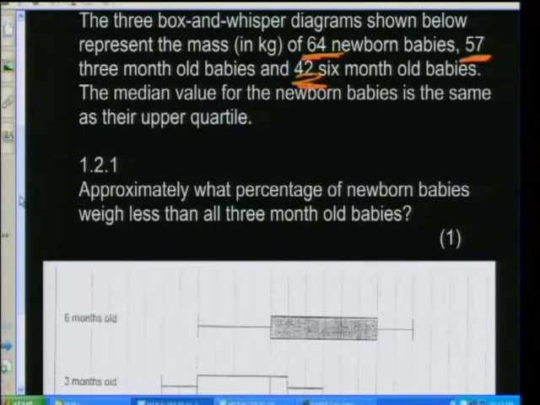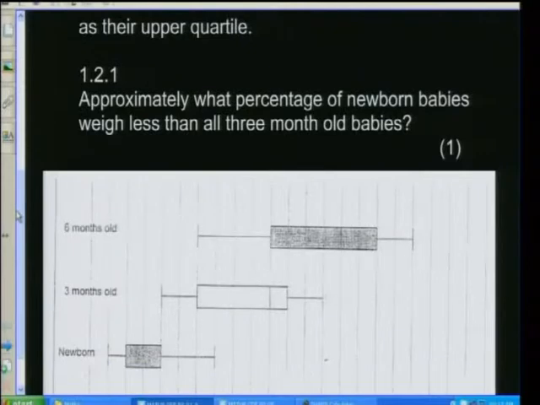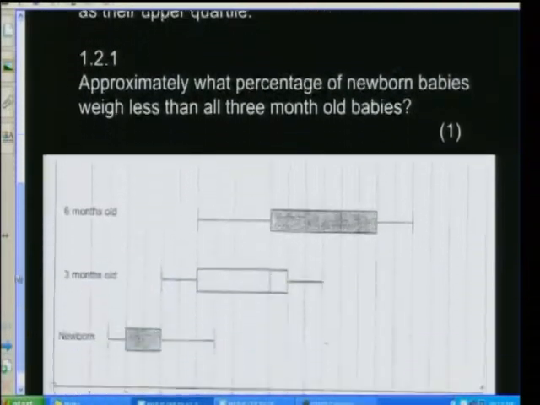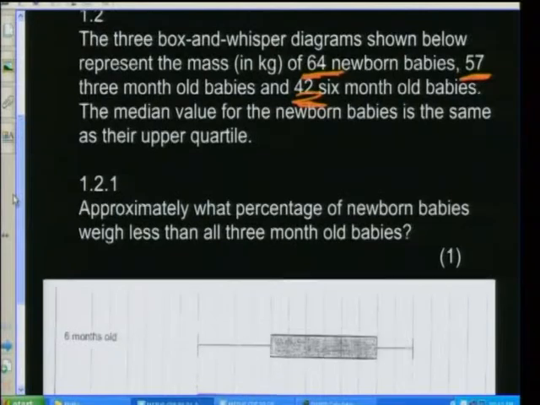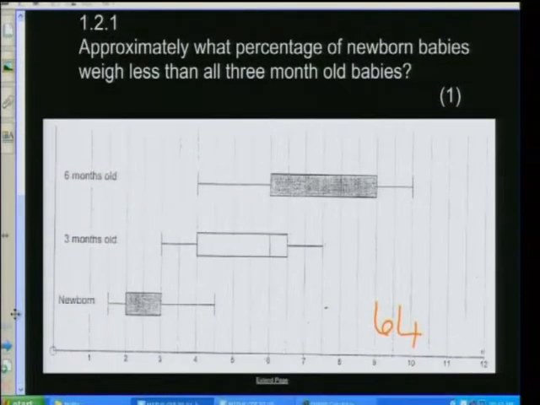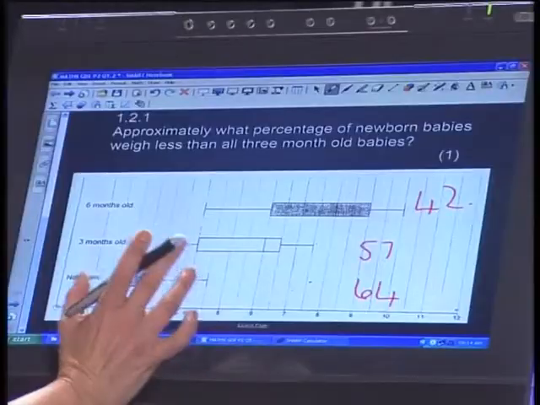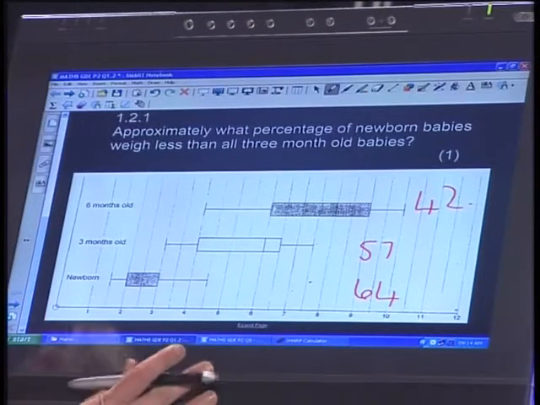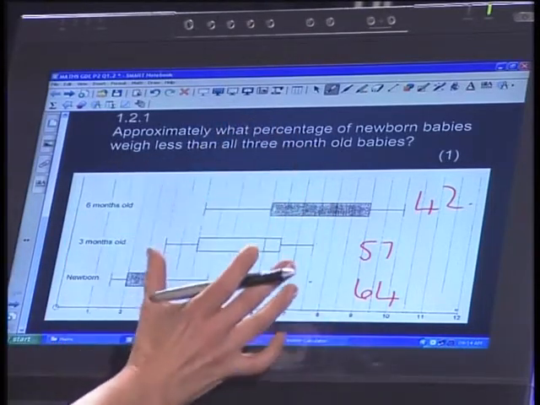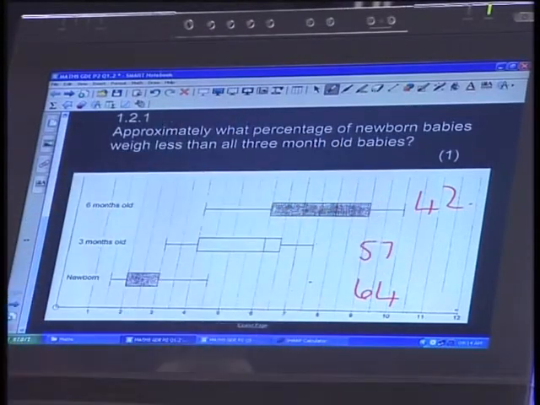Okay, so let's have a look. Here are our newborn babies at the bottom, so 64 newborn babies. Just going to put the numbers next to it, and the 57 and 42. If we just have a look at the 3 box and whisker diagrams firstly, it actually makes sense that the box and whisker diagram for the newborn babies is more to the left, because here's our scale in kilograms. Obviously, a newborn baby will weigh less than a baby that is 6 months old. So then the 3-month-old babies, and then finally the 6-month-old babies.